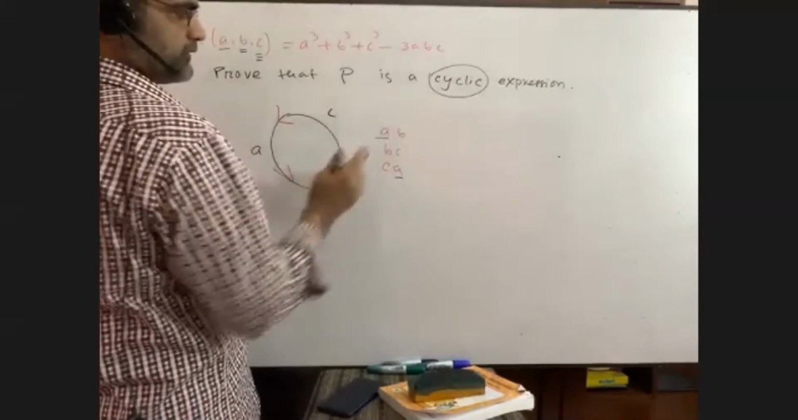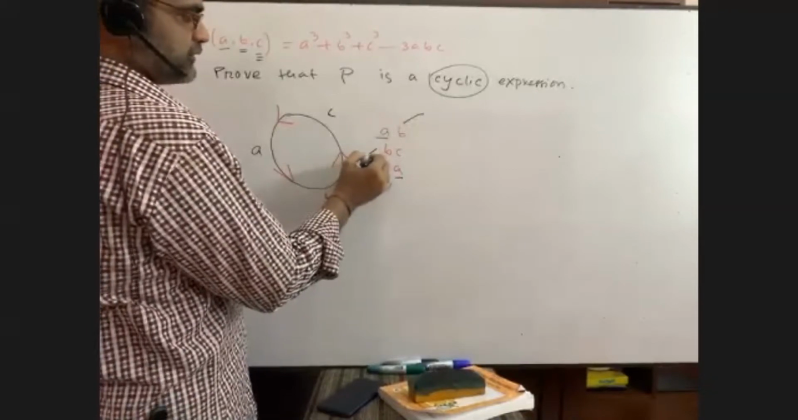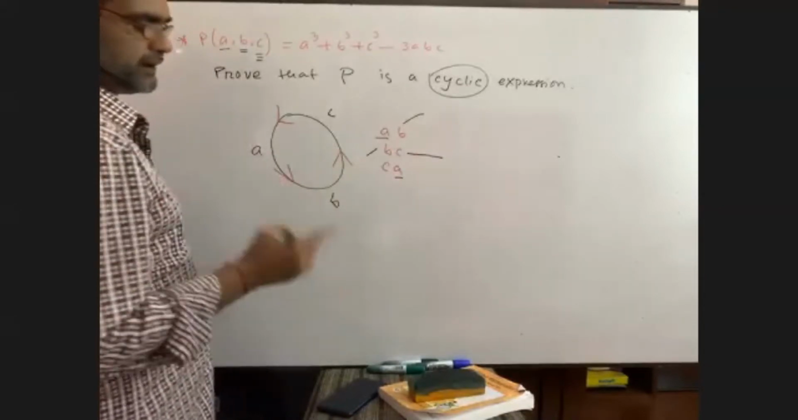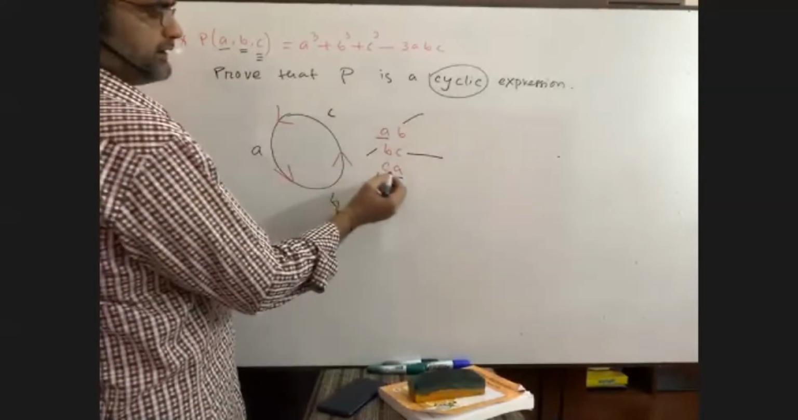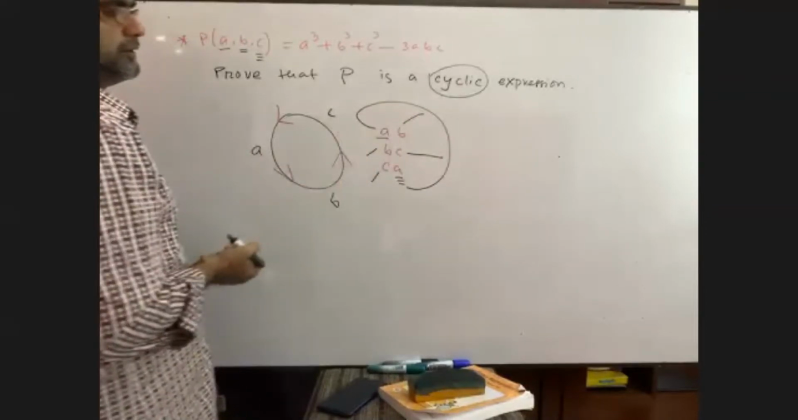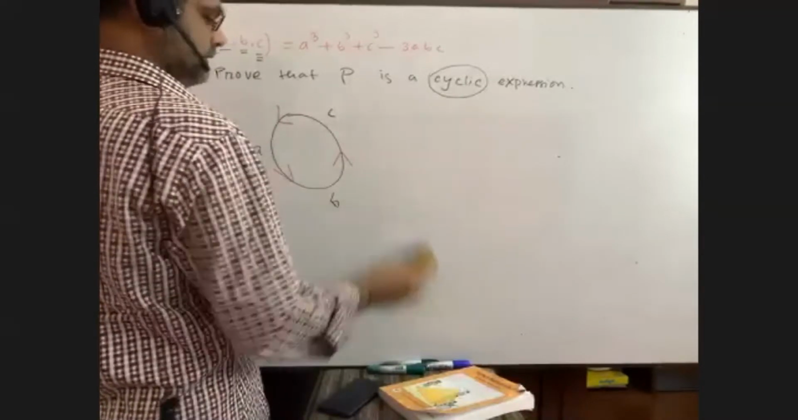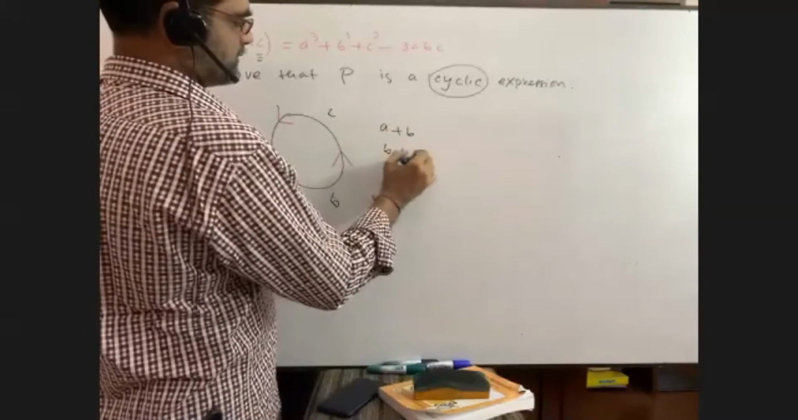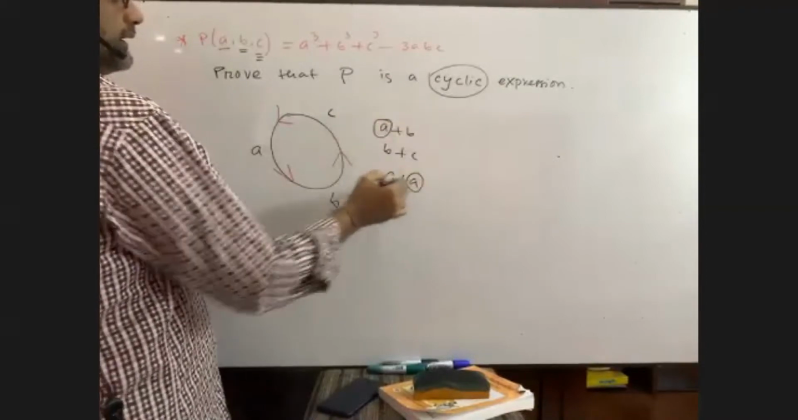In the first line, it ends with B. In the second line, it starts with B. In the second line, it ends with C. In the third line, it starts with C. This is CA. Last, it again starts with A. Have you got it? Again, it is very easy. We can write here A plus B, B plus C, C plus A. The same thing.